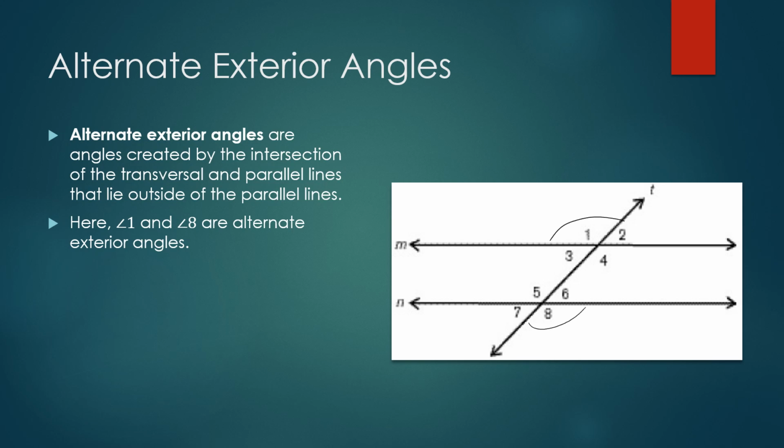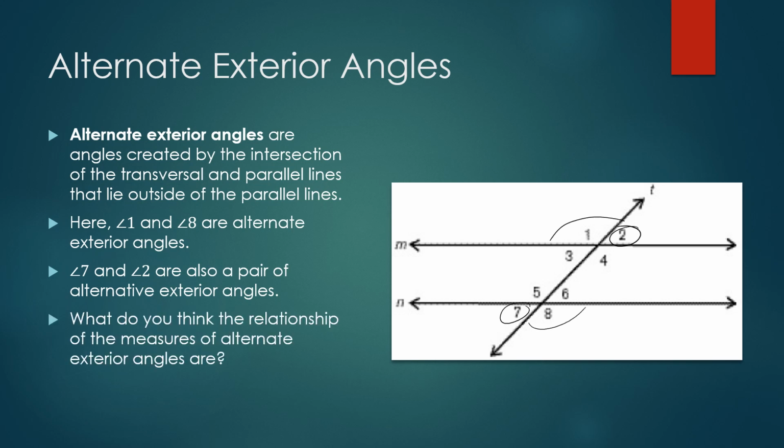Alternate, opposite sides of the transversal, exterior, on the outside of the parallel lines. That also means that 7 and 2 are also alternate exterior angles. What do you think the relationship of the measures of the alternate exterior angles are? Again, a question we will ask and answer in class.